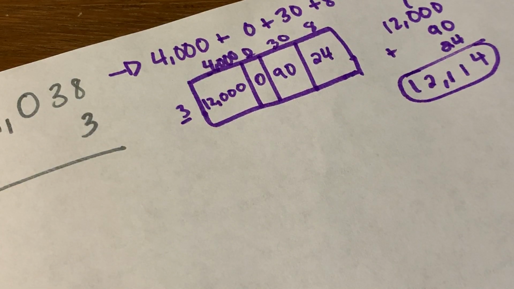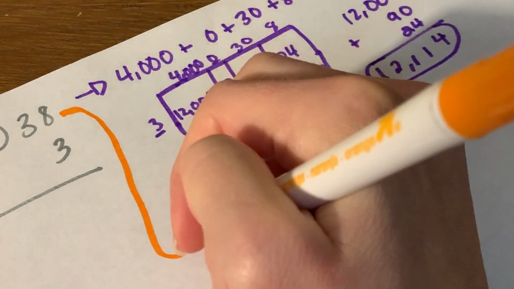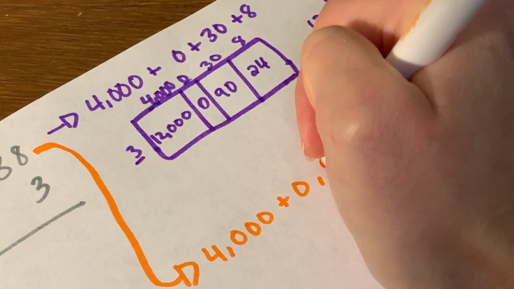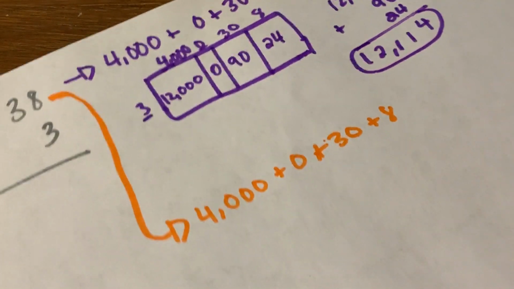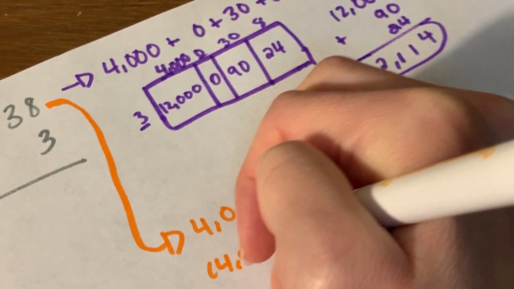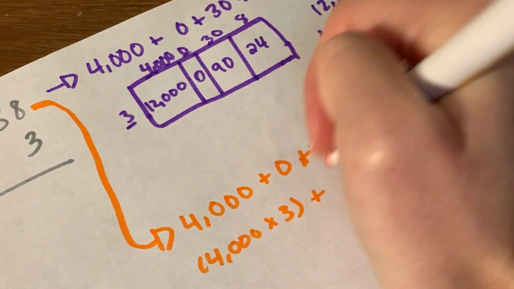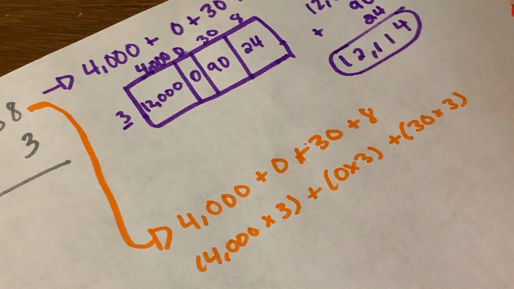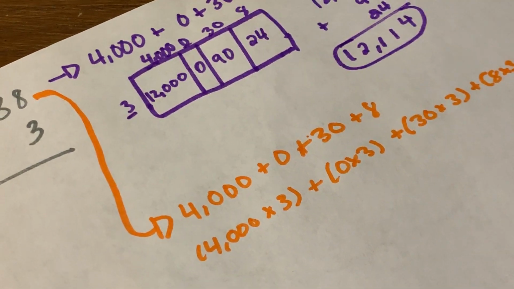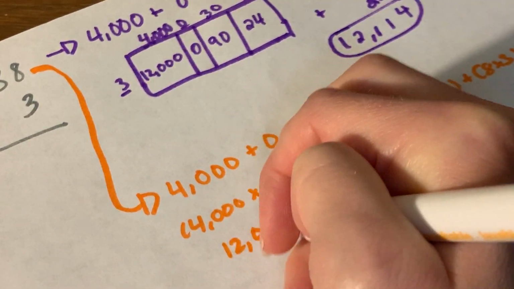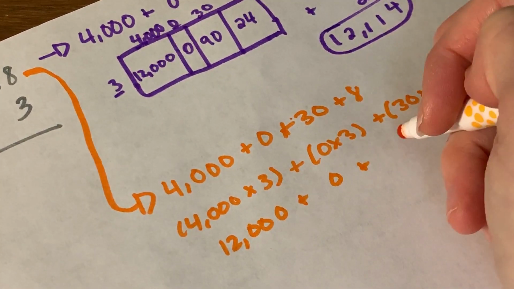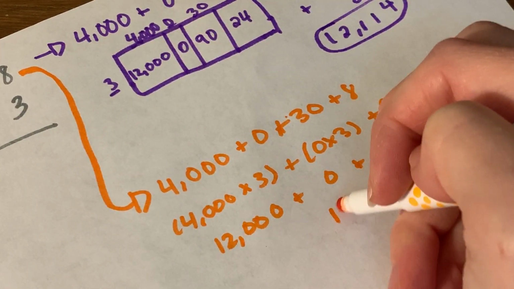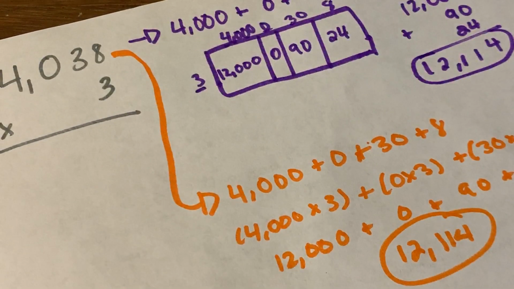Now, I'm going to show you what I would do if I had partial products or distributive property. Still breaking it down into 4,000 plus 0 plus 30 plus 8, except for this time using parentheses. So 4,000 times 3 plus 0 times 3 plus 30 times 3 plus 8 times 3. Okay, 4 times 3 gives me 12. 12,000 plus 0 plus 90 plus 24. I added that already up there and I got 12,114.